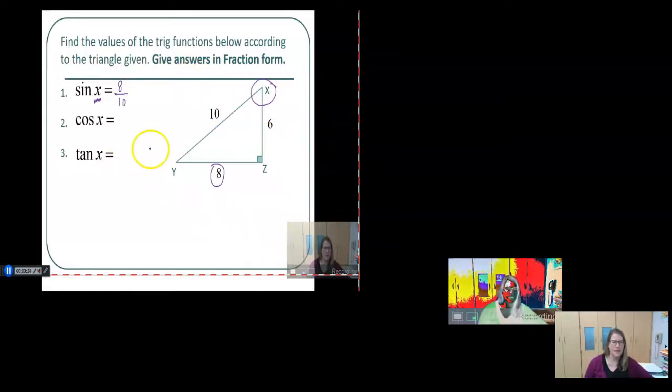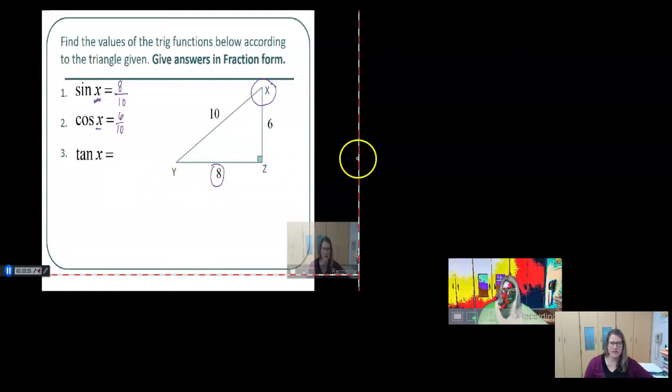Okay. Now it's asking me cosine of x. Again, x is my reference angle. Cosine is the adjacent side over the hypotenuse. So 6 over 10. Now it tells me to leave my answer in fraction form, so I'm going to leave it as 8 over 10 and 6 over 10. Technically, I could reduce this to 4/5, and it would still be the same ratio, right? But since I'm trying to get used to seeing the sides over the sides and I want to be able to look at the triangle and see them easily, I'm just going to leave them like that.